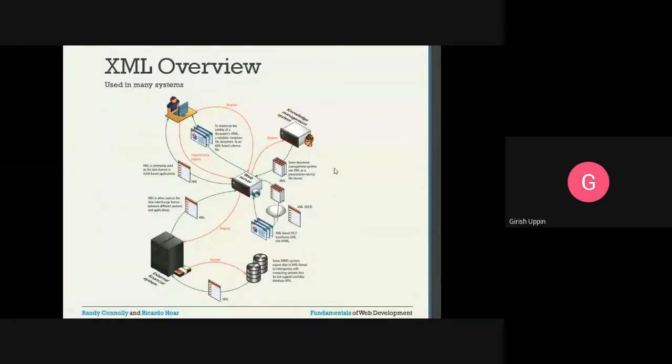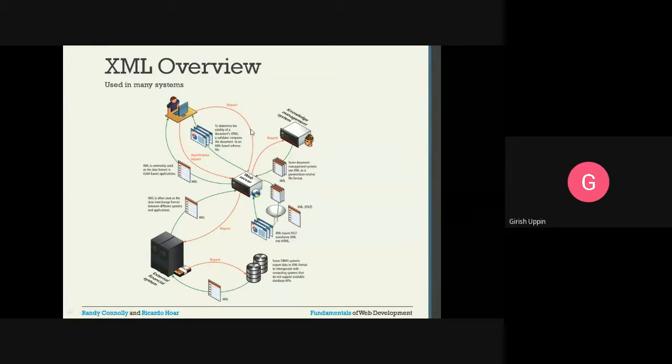Here, XML is used in many systems. For example, we have a web server here, and this is some knowledge management system. A request has been placed, and in return we get some document. Document management systems use XML as a presentation neutral file format. What is a presentation neutral format? It doesn't have any information related to the presentation. It is plain text with the required information.